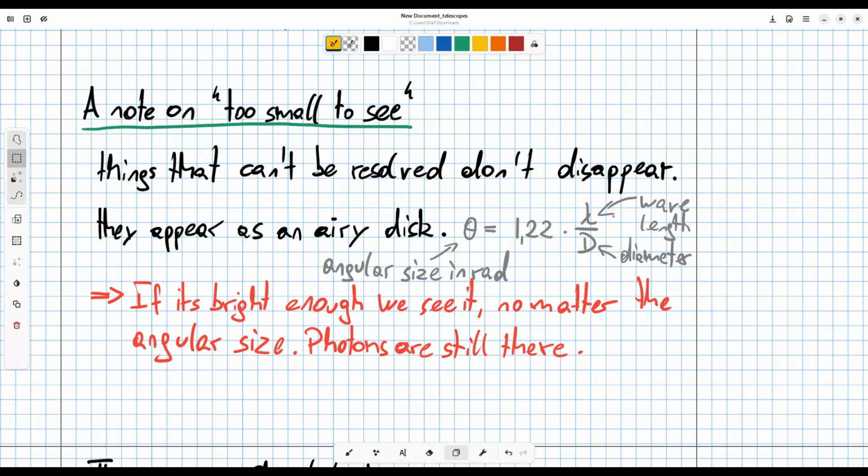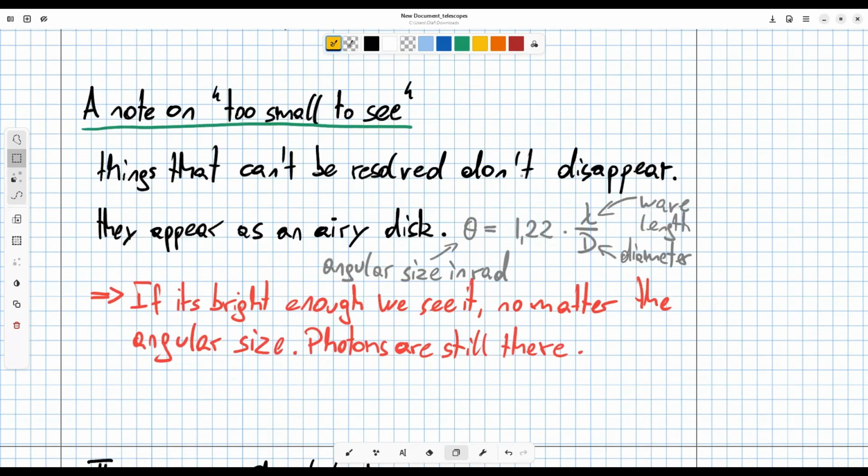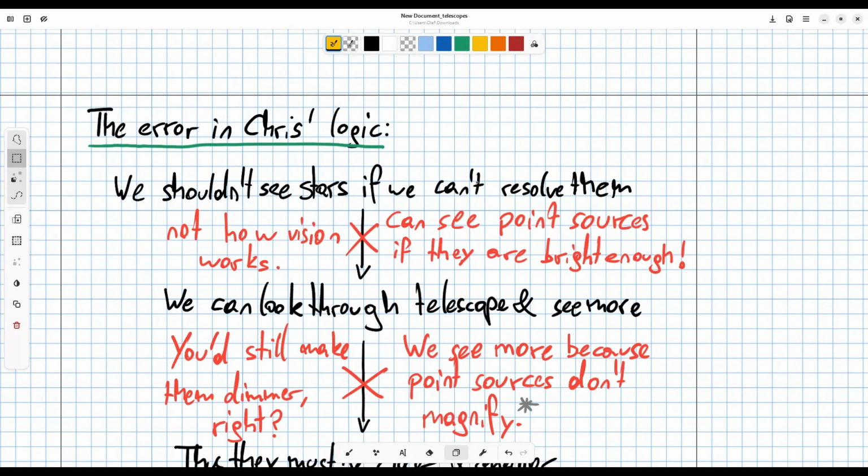You know, the medium, the optical instrument, your eye, which I guess is also an optical instrument, the detector, and all things like that. Okay, so we have covered that, and now I would like to go into the errors of Chris's logic, right? First of all, Chris, in his video, asserts we shouldn't see stars if we can't resolve them.